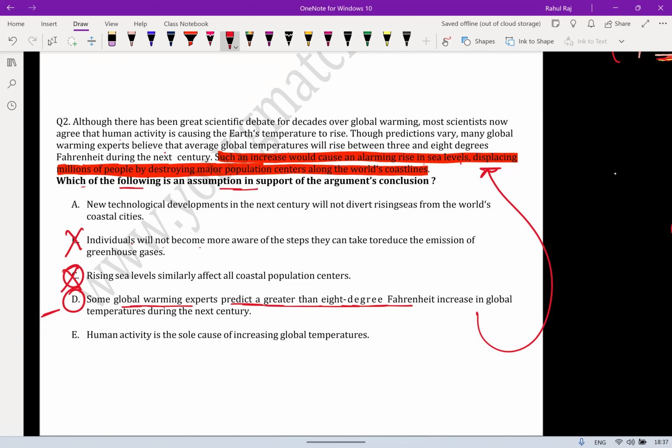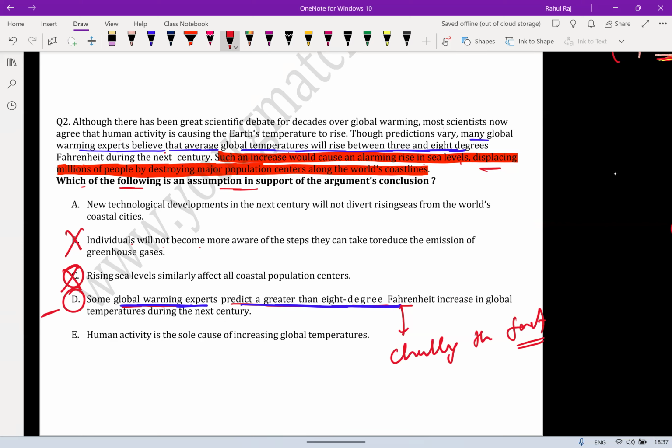Nowhere. In fact, my fact says what? Many global warming experts believe that average global temperature will rise between 3 to 8 degree Fahrenheit. Here it's saying some global warming experts predict greater than 8 degree. Doesn't it straight away try to challenge the fact? First of all, it has got no bearing with the conclusion at all. And second thing, it is trying to challenge the fact.